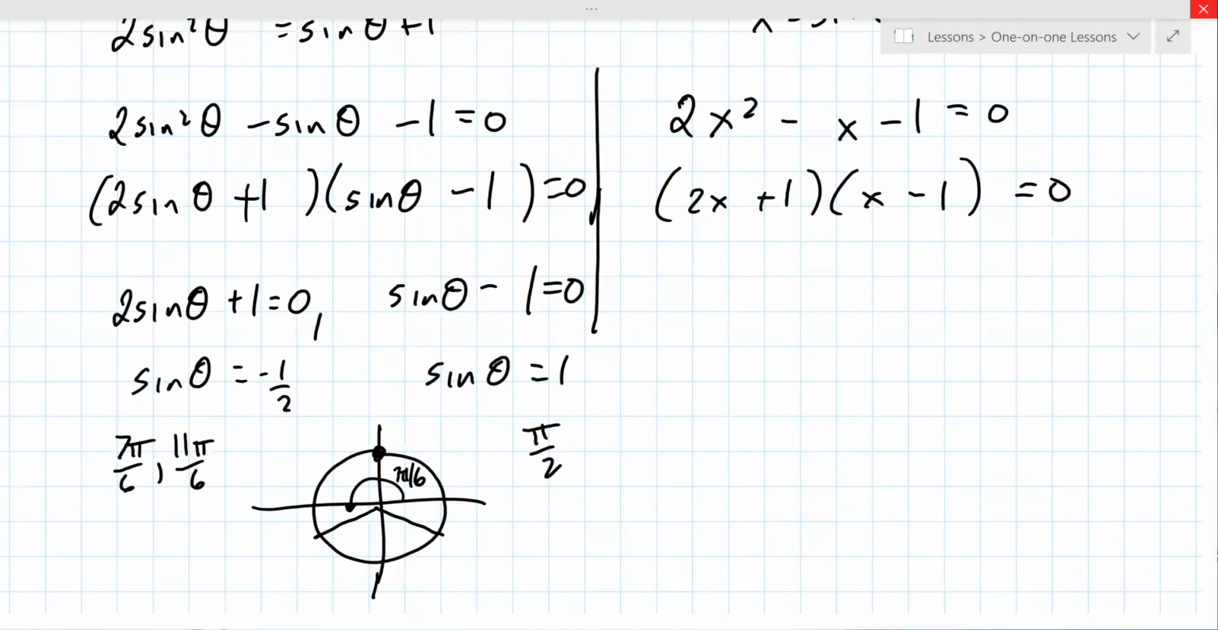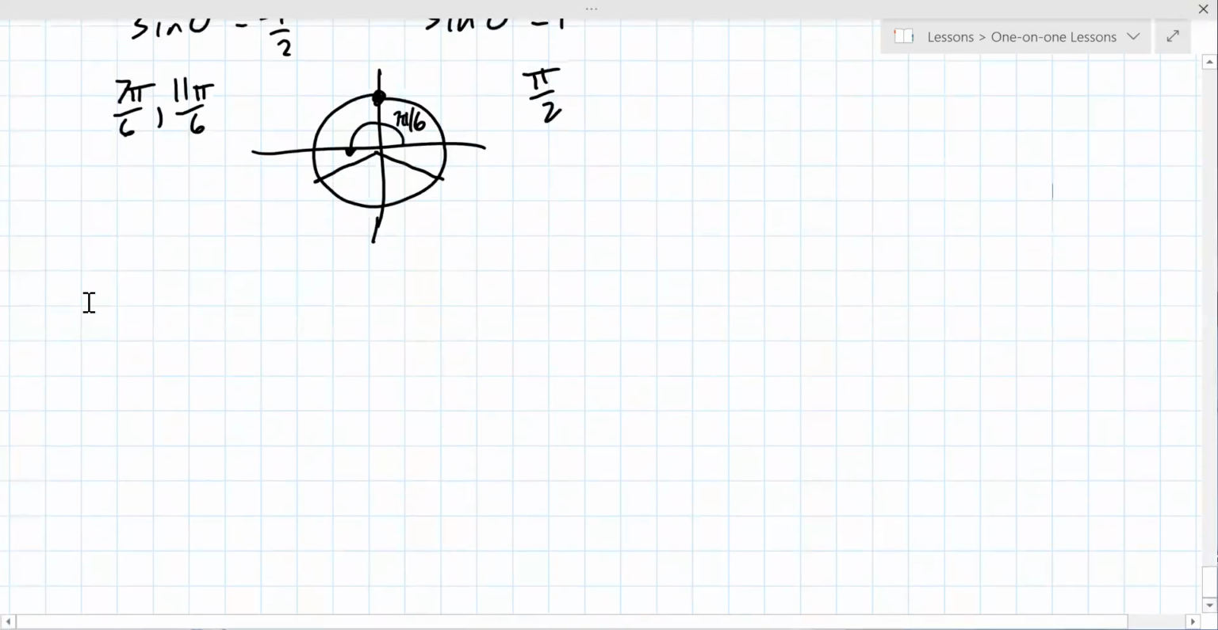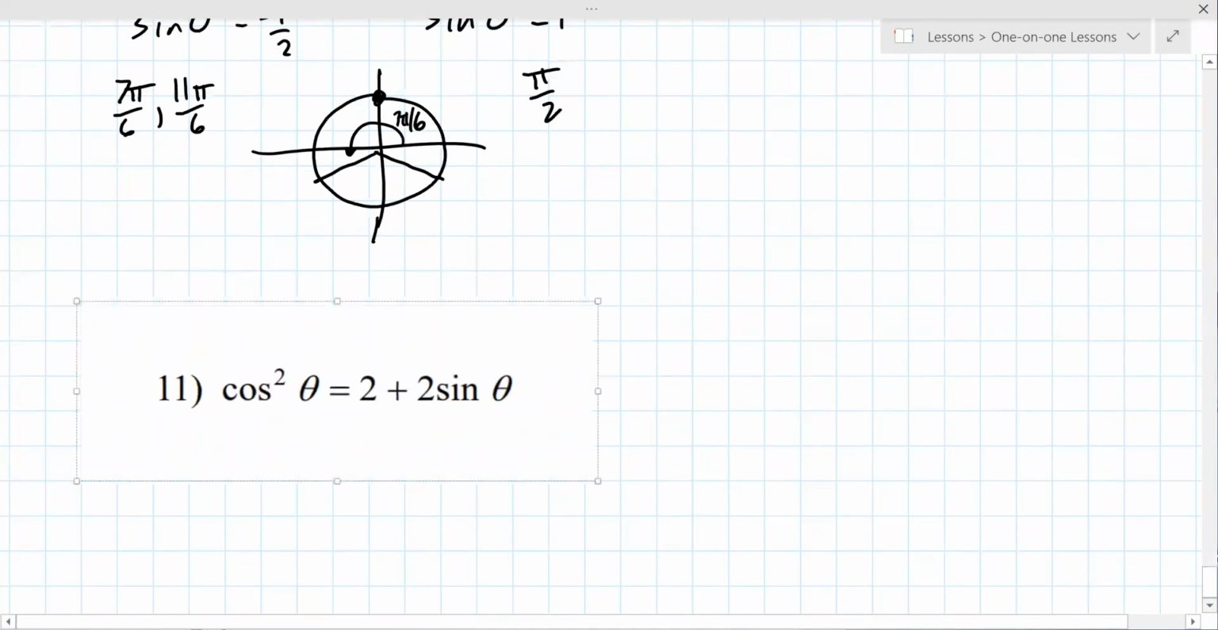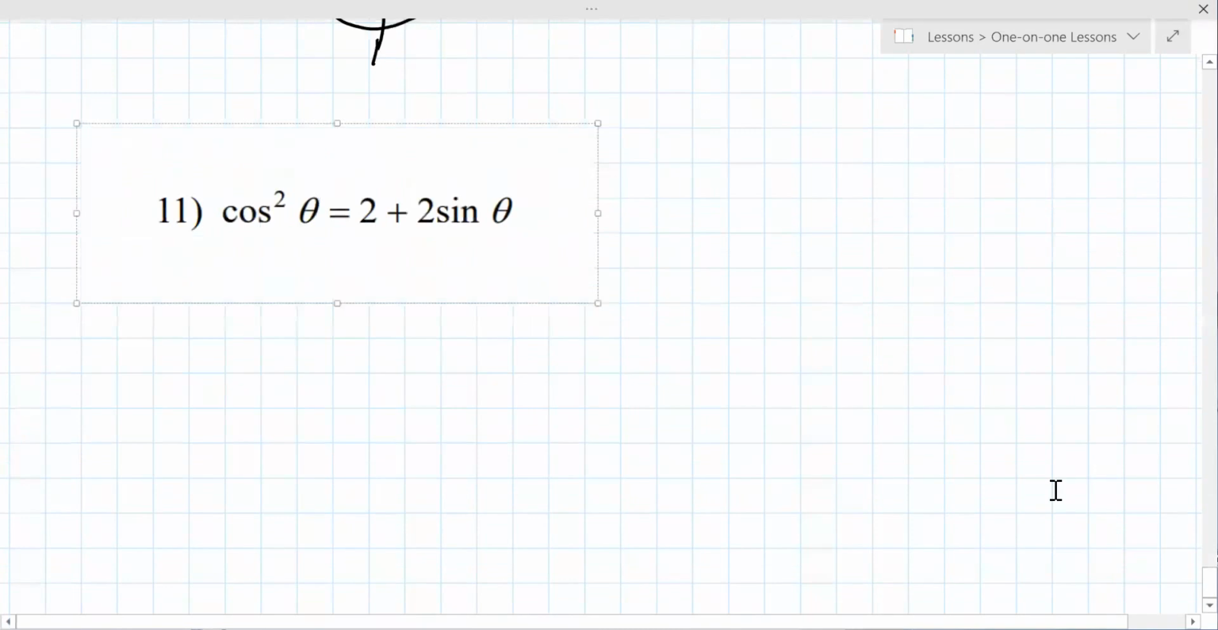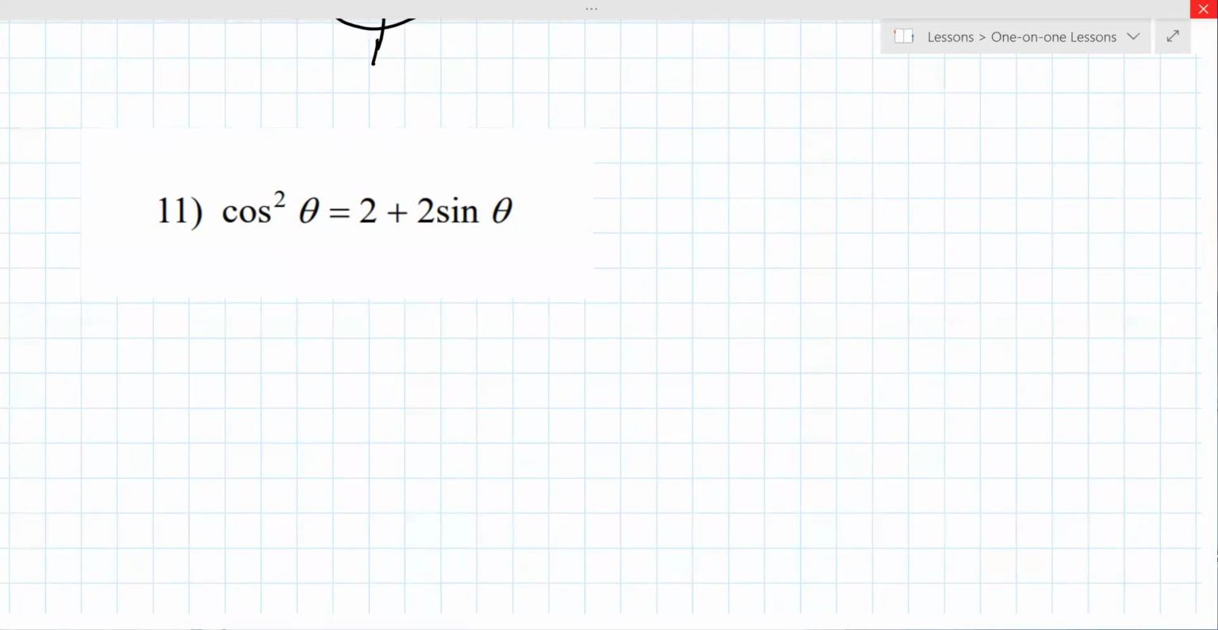11 will be our last one. So 11 is the first one that I would consider really hard, because you have to know an identity. Here you don't have the same trig function, and there's no way to make a sine into a cosine squared or cosine into a sine unless you know the Pythagorean identities.